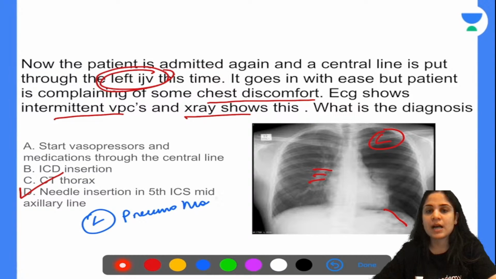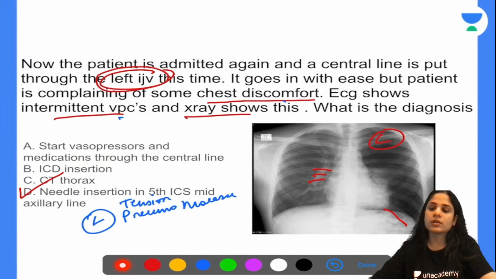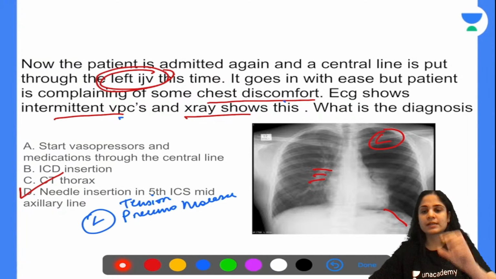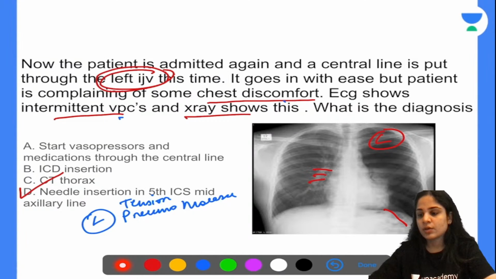Remember, whenever they ask you what has to be done in a pneumothorax, the first thing you do is needle insertion, or needle thoracocentesis. The second thing that you can do is call the surgeon and get an ICD put in. But the first emergency thing or first line will always be needle insertion. Okay? All right.